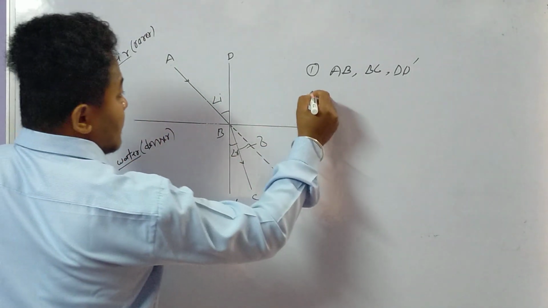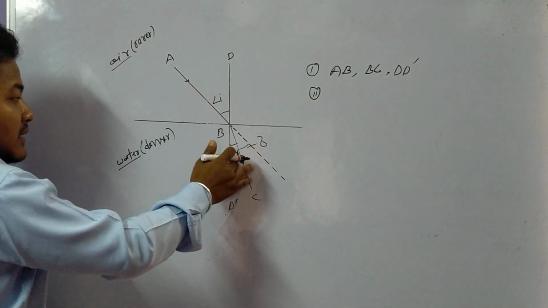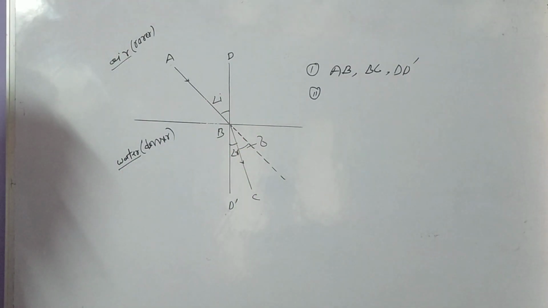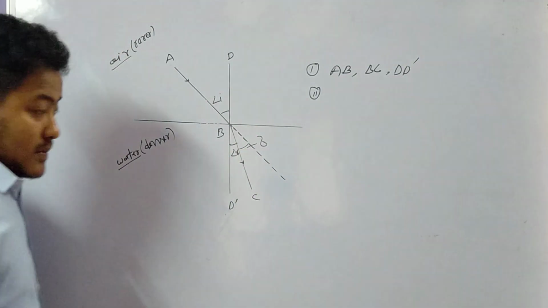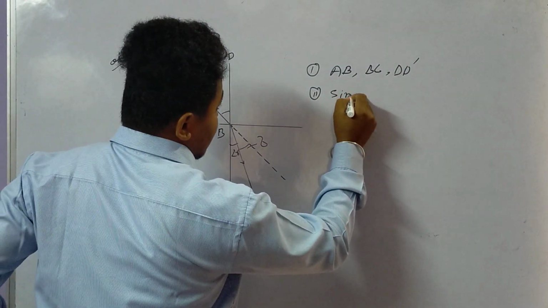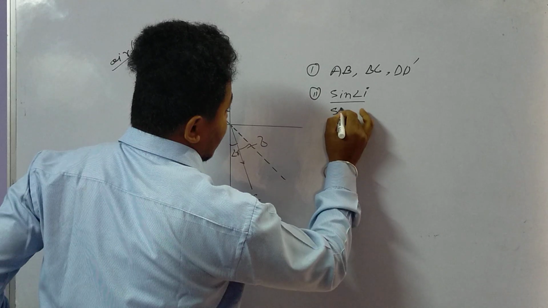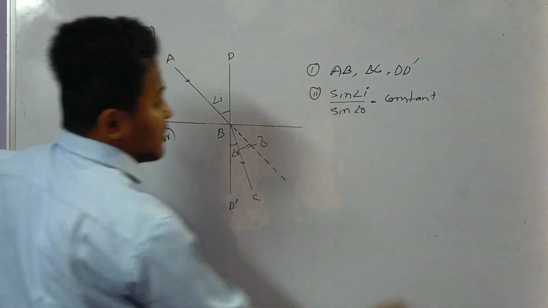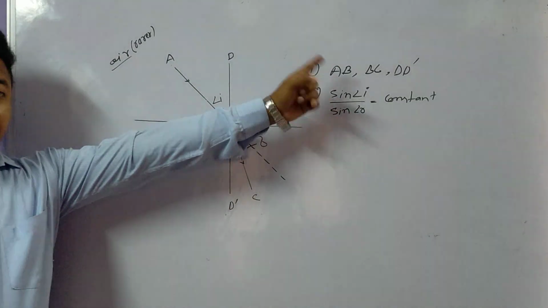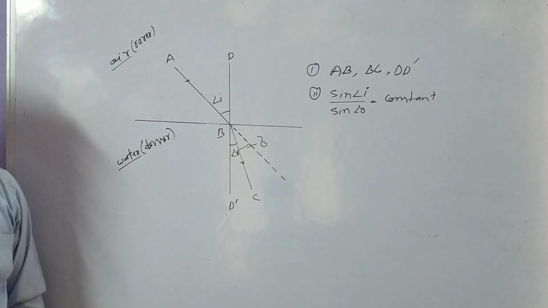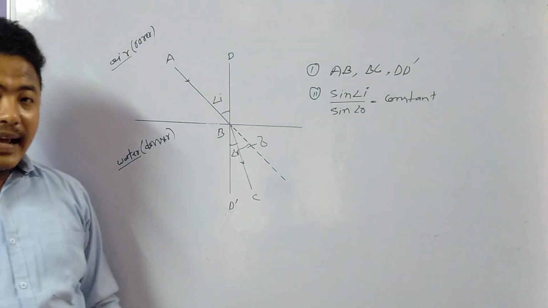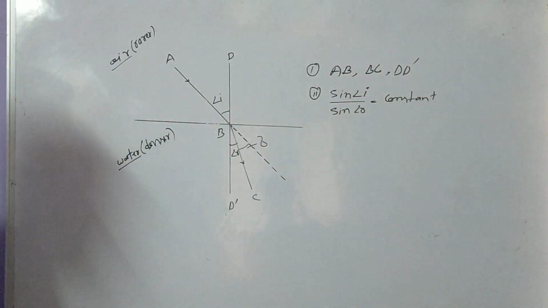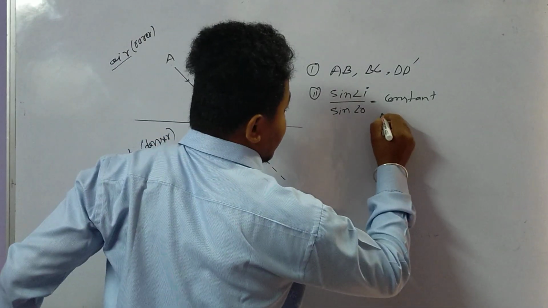Second thing, as you can see, this angle I and this angle R were equal in case of reflection, but in case of refraction they are not going to be equal. You cannot say they are directly equal. There is a formula about it, that sine of angle I and sine of angle R will always be constant. Very important thing, remember. In case of refraction, the relation between angle of incidence and angle of refraction is stated like that, that sine of angle I by sine of angle R will always be constant. This is also known as Snell's law.